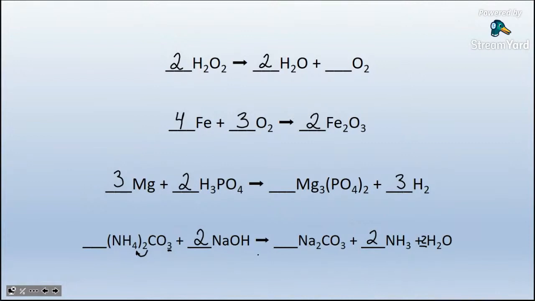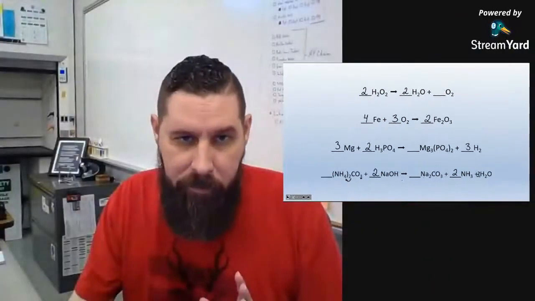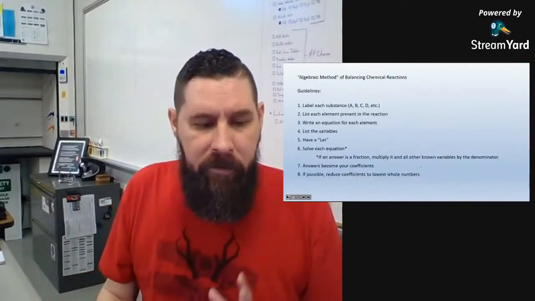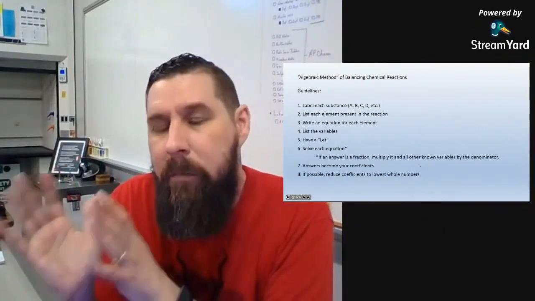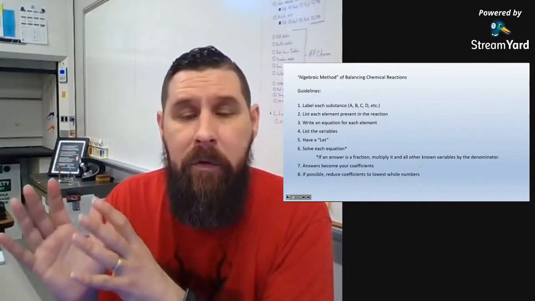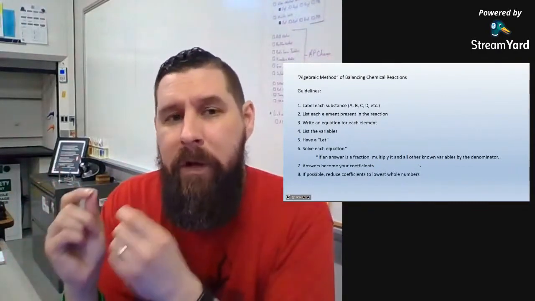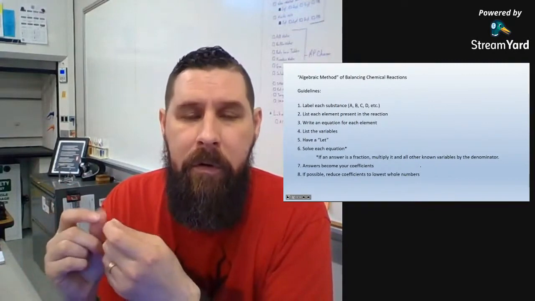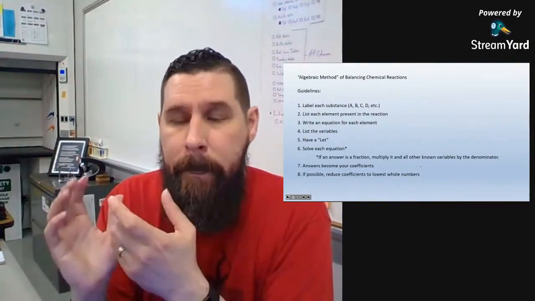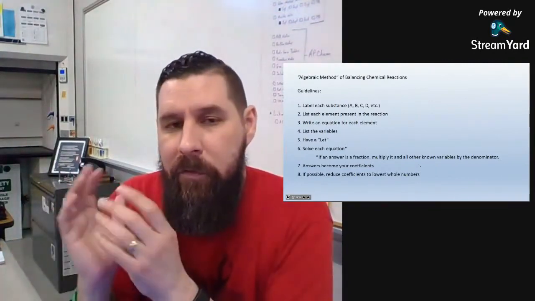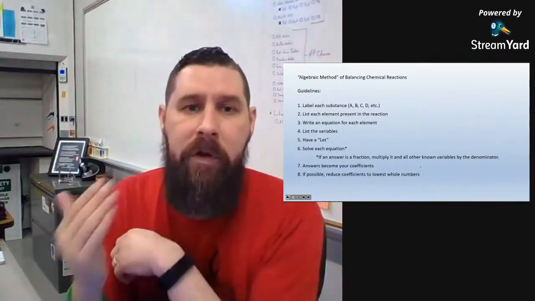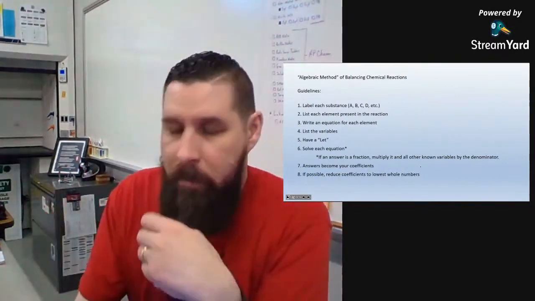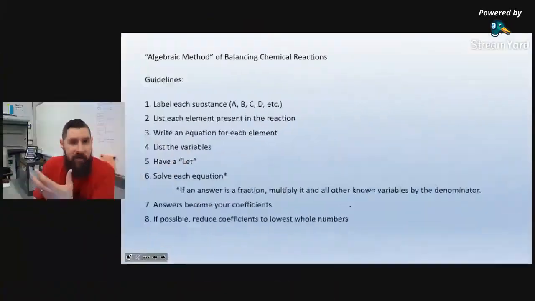Next thing I want to show you is how to balance algebraically. And again, algebraically, it's not as hard as it sounds. There are more steps to it, and you do have to be a little more careful. But if you run into issues balancing an equation, the algebraic method can help you, as long as you've got some math skills under your belt. So let's look at the steps, and then we'll look at a couple of examples.